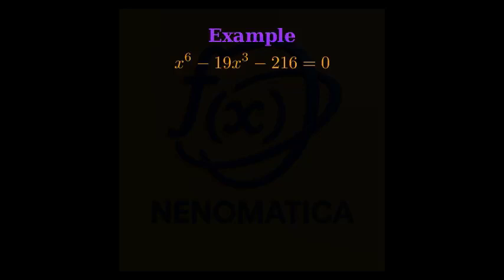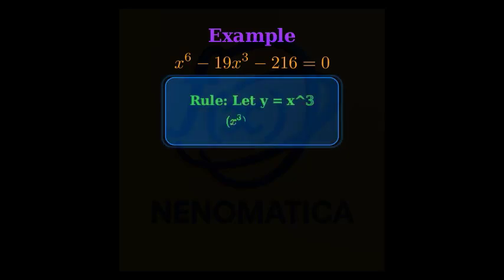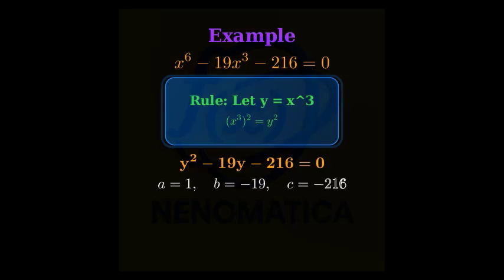Step 1. Substitution. Notice that x to the 6th equals parenthesis x cubed parenthesis squared. So we set y equal to x cubed. That turns the equation into a simpler quadratic in y. y squared minus 19y minus 216 equals 0. Here, a equals 1, b equals -19, and c equals -216. Quick challenge. Can you say the coefficients a, b, and c out loud?